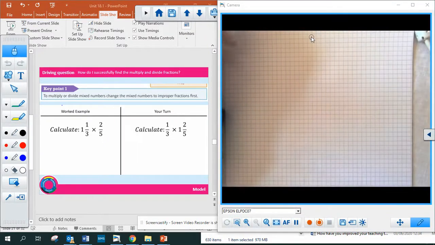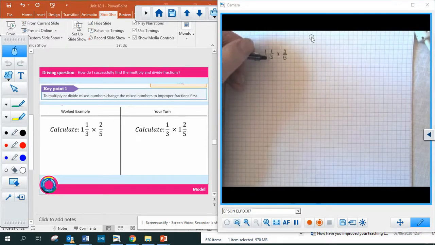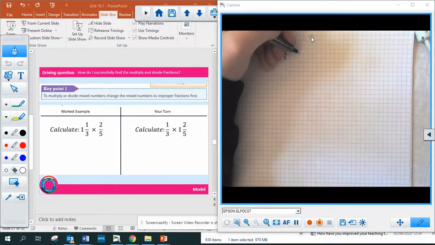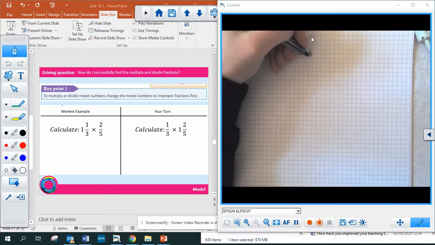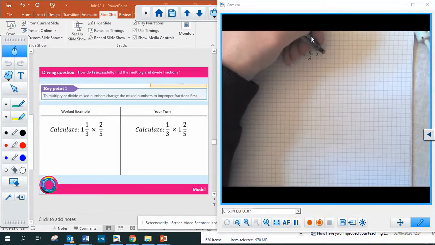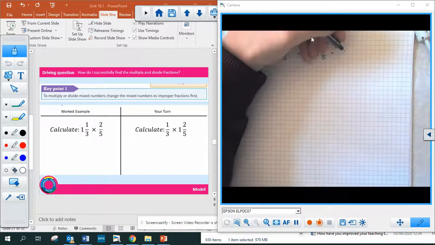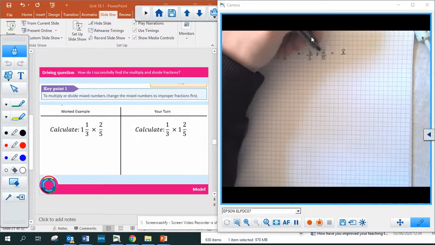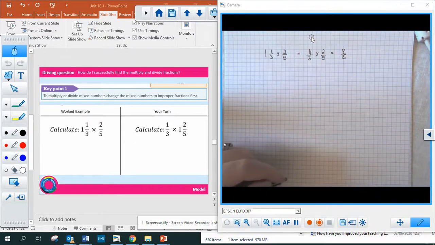All we have to do is convert from mixed to improper first. So we've got 1 1/3 multiplied by 2/5. So 1 1/3, first we need to convert it to improper. 1 times 3 is 3, plus 1 is 4. So we've got 4/3 multiplied by 2/5. Multiply our numerators together. 4 times 2 is 8. Multiply our denominators together. 3 times 5 is 15. Okay, so 8/15. Don't worry about your go. Okay?